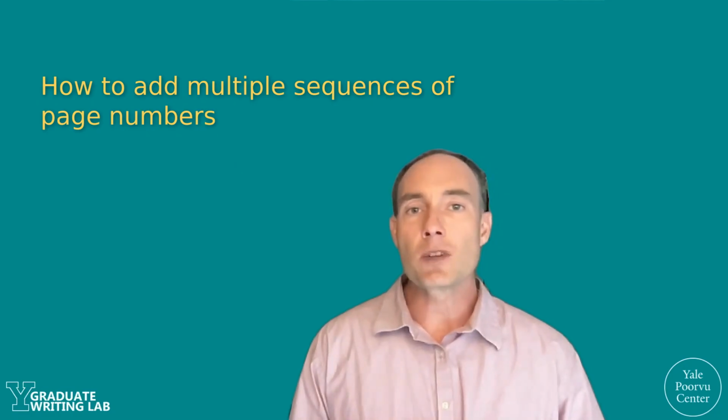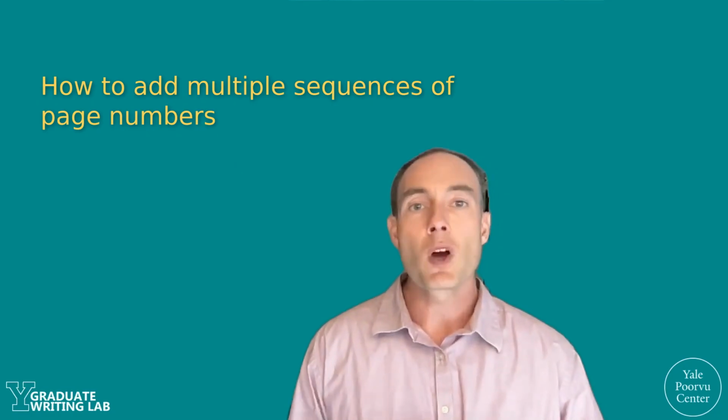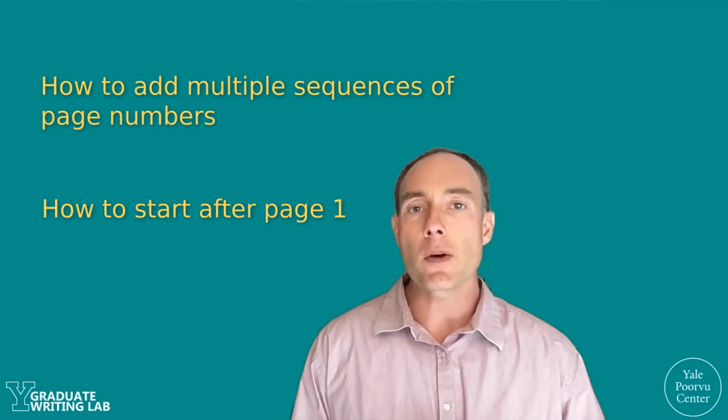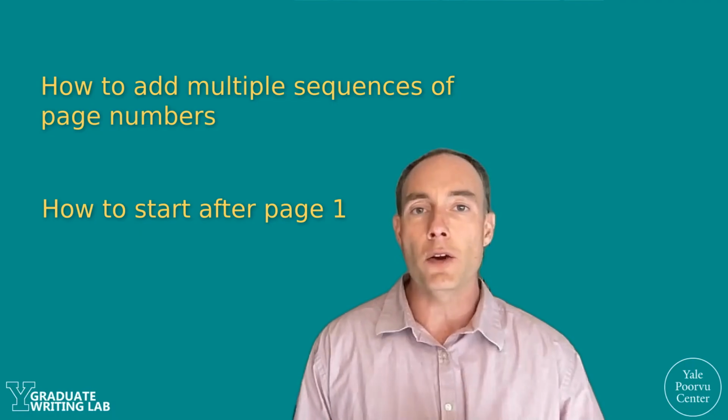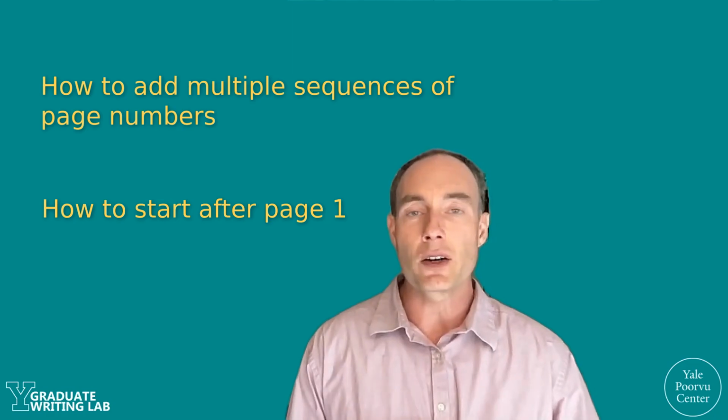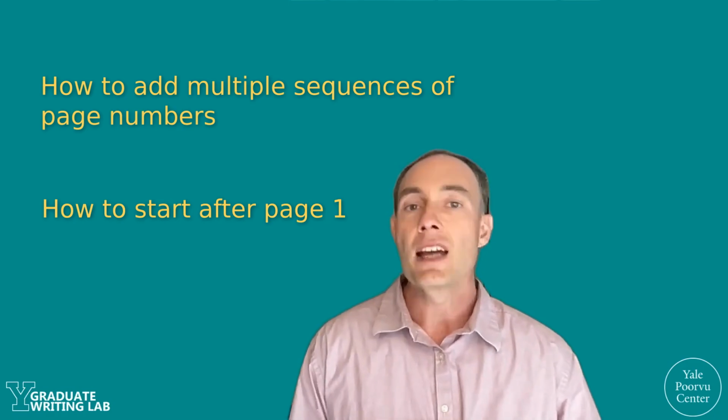To format our page numbers in this way, we need to figure out two things: how to put different sequences of numbers in different sections of the document, one sequence for the preliminary material and another for the text of the dissertation, and also how to start a sequence of page numbers on a page other than 1. This will allow us to follow the Registrar's guideline that the first visible page number of the preliminary material is Roman numeral 3. To demonstrate the formatting process, I'm going to use a dummy dissertation I made.